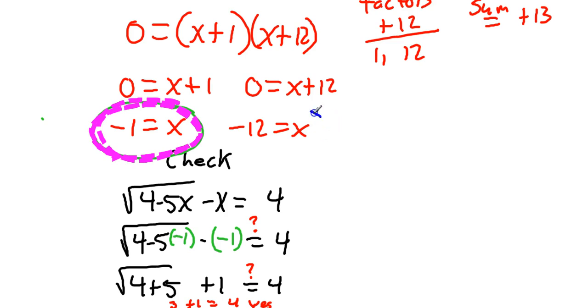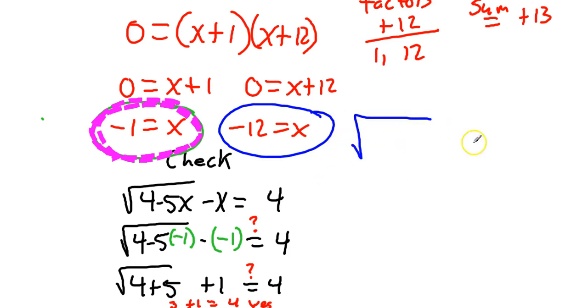And then we'll do the same thing with the -12. We'll start a little higher for that one. Okay, so for this one, we're plugging in -12. So we have 4 minus 5 times -12 minus -12. And does that equal 4?